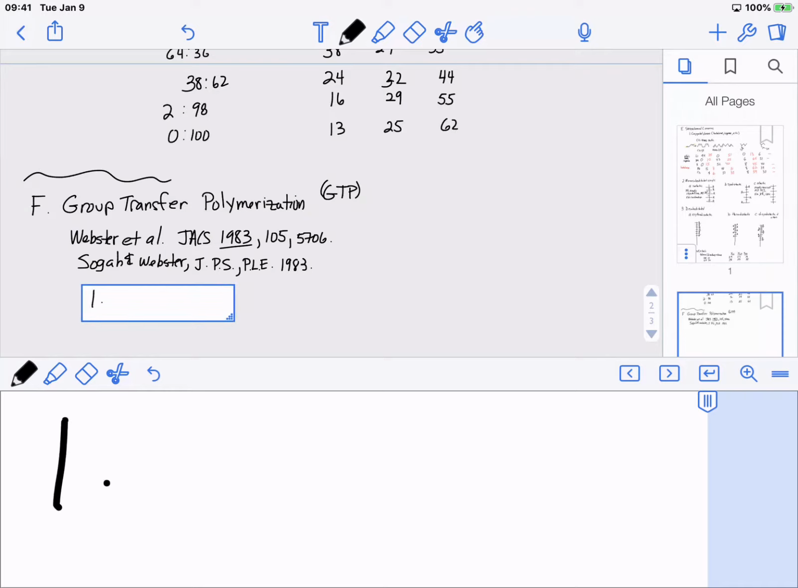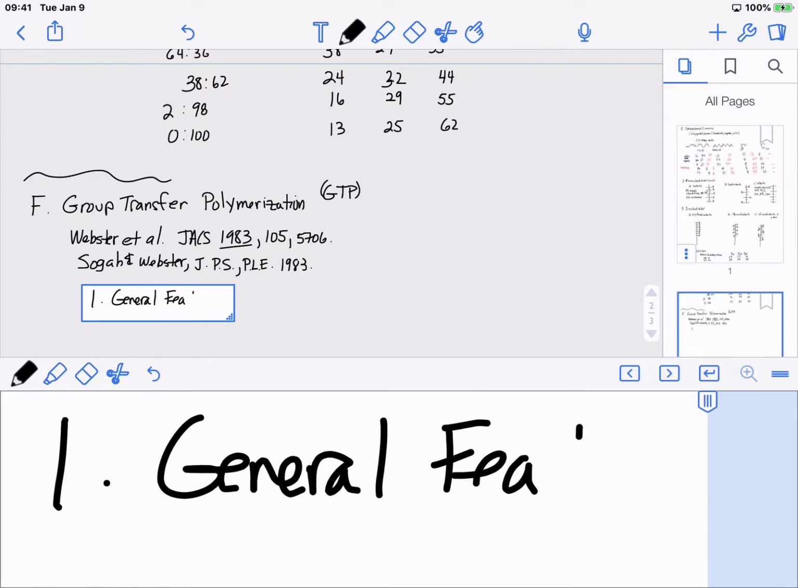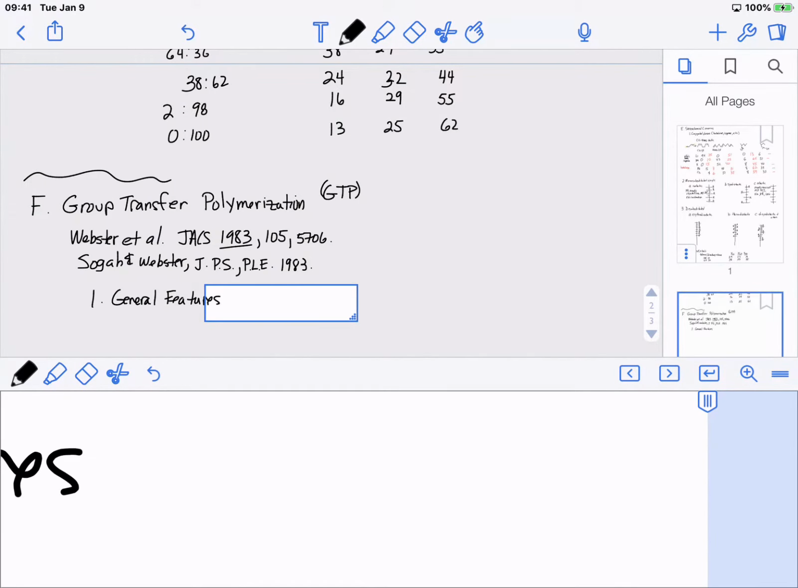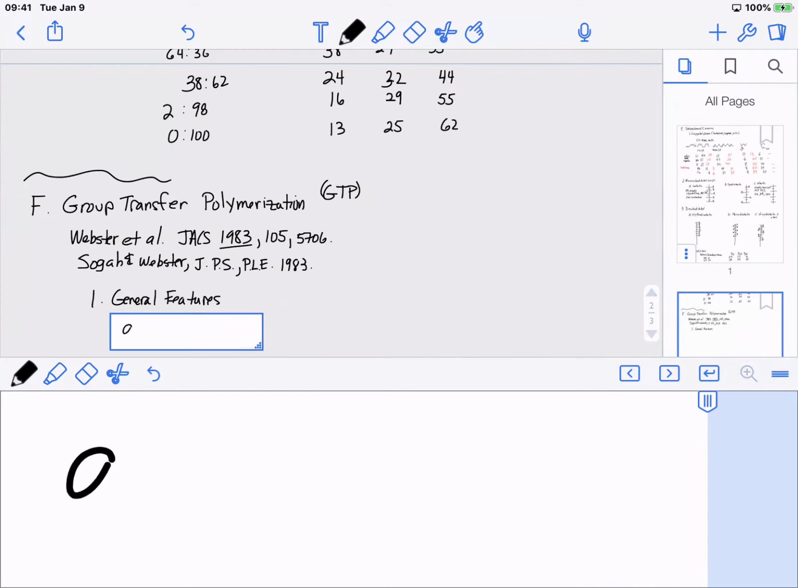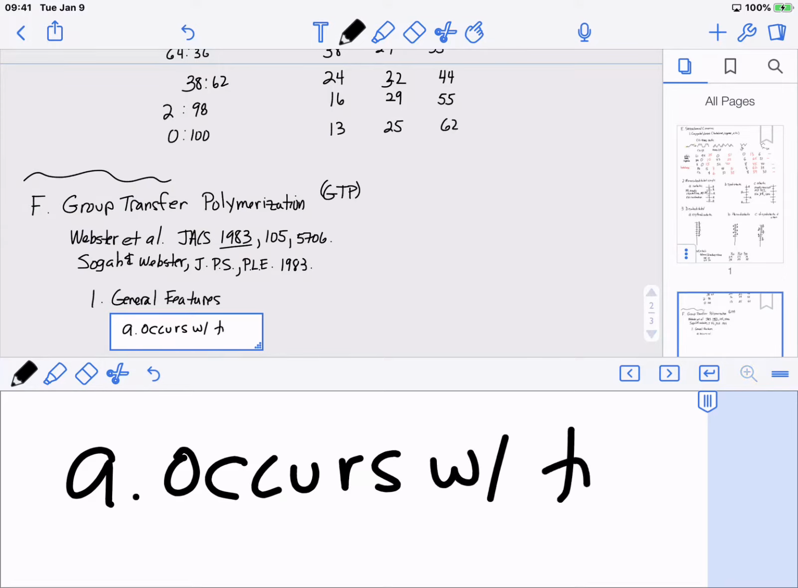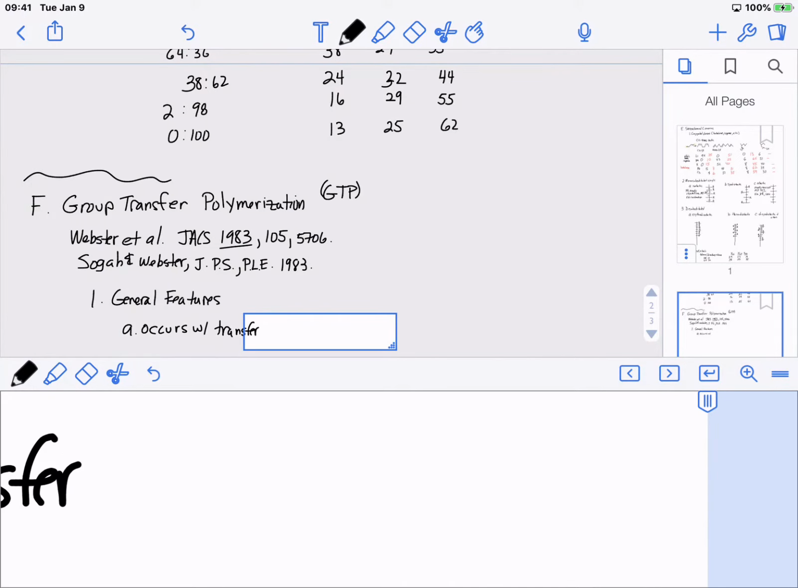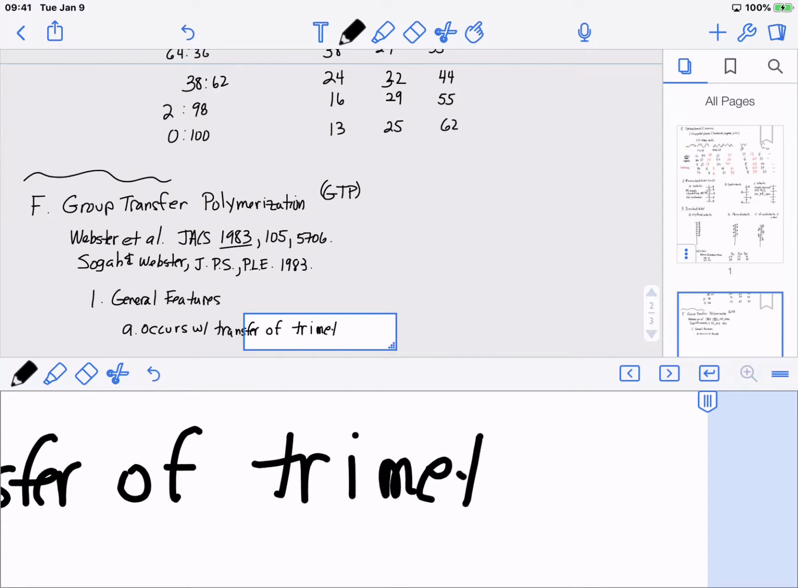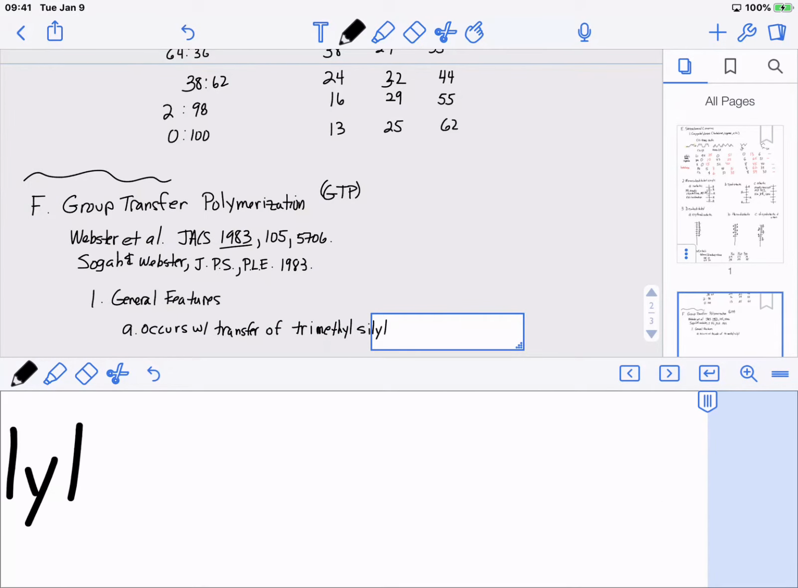Okay, so as far as general features are concerned, it occurs with the transfer of a trimethylsilyl group on the living end.